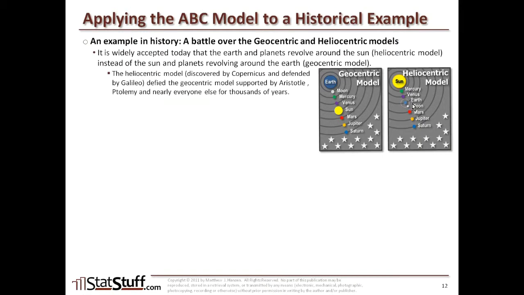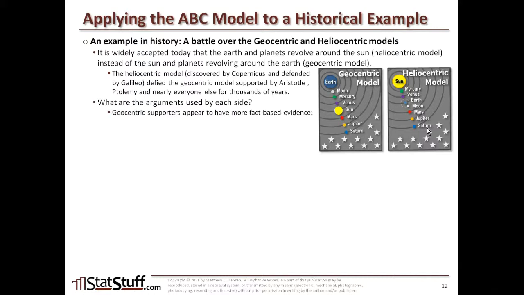So in this example, it was actually the heliocentric model that was discovered by Copernicus and later defended strongly by Galileo, and this stood in the face of the geocentric model that was supported so long by Aristotle, Ptolemy, and many others for thousands of years. It was such a different way of thinking through things that they were persecuted strongly for even believing in something different like this heliocentric model. So let's explore the arguments used by each side.